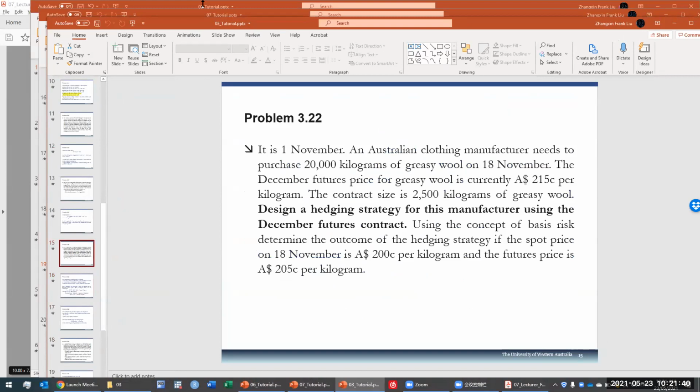All right, so Nicole online is asking this question about 3.22, and we can look at it together as well. It's been a while since I read that question, so we can take a look together. It is 1st of November.